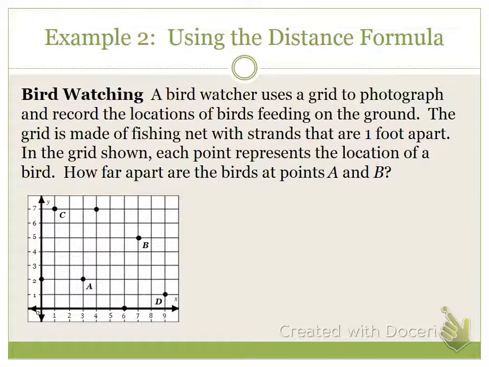In example 2, now I'm using the distance formula to solve. It says a bird watcher uses a grid to photograph and record the locations of birds feeding on the ground. The grid is made of fishing nets with strands that are a foot apart. How far apart are the birds at points A and B?